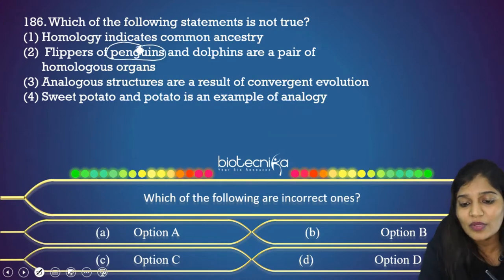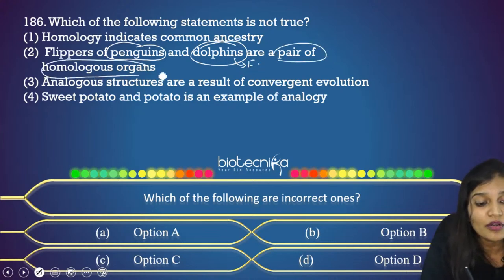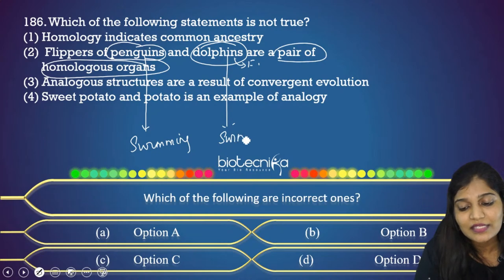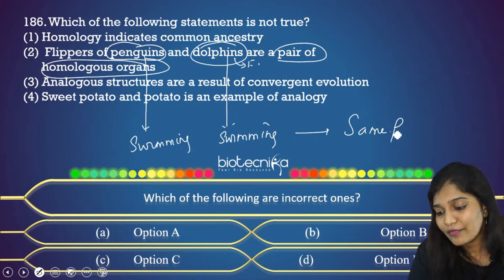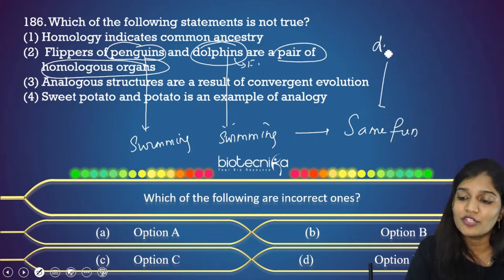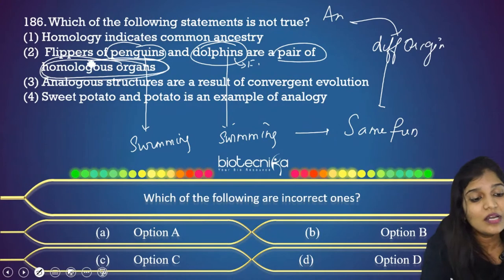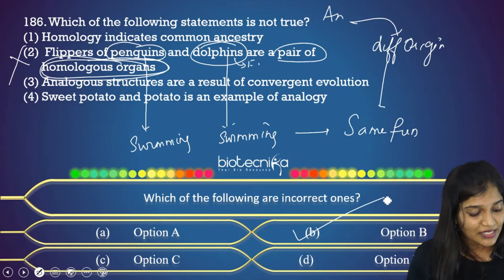Flippers of penguin, just now we have seen, and dolphins, fins we can say. They are a pair of homologous organ. Flippers is also for swimming. Dolphins flippers is also for swimming, which means same function. Both are for swimming only. Same function, but different origin, which means they are going to be analogous. So they have given homologous here, which is a wrong statement. So the correct answer for this question is option B, or we can say the second option.